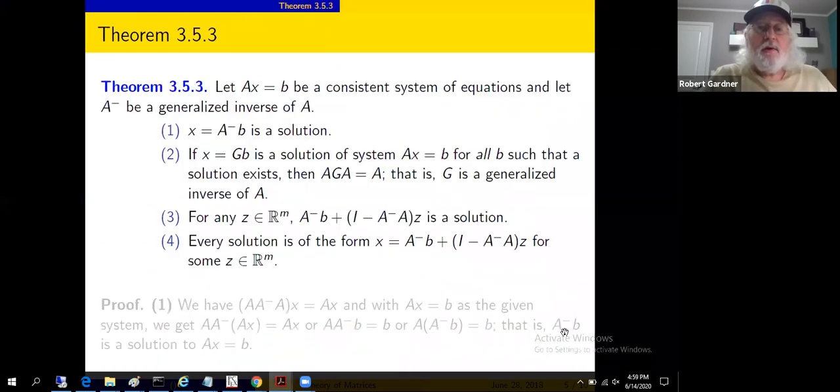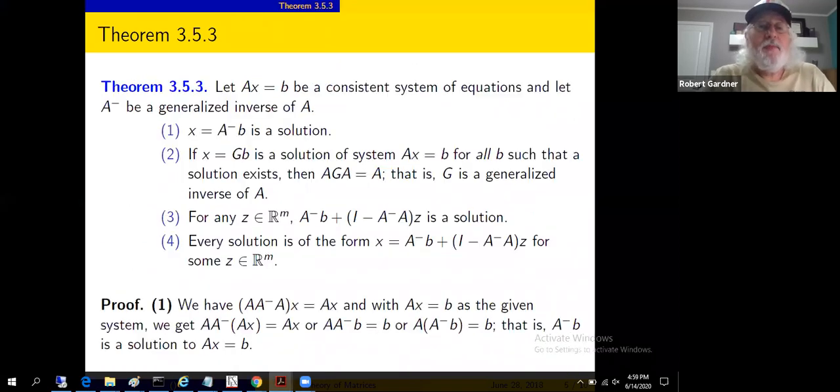So next, let's do a proof of that. We're claiming this thing is a solution to that system of equations. Well, let's plug it in and see if it works. We know A times generalized inverse of A times A multiplied by vector X equals A times X. That's the definition of generalized inverse.